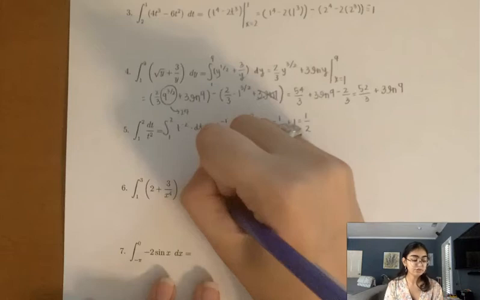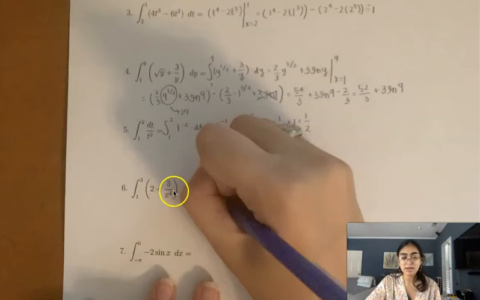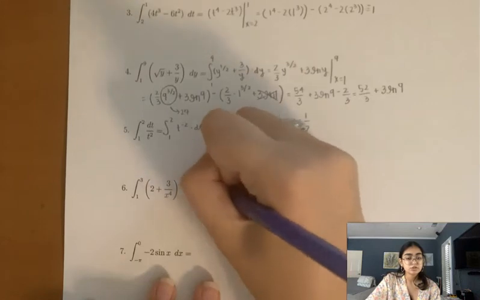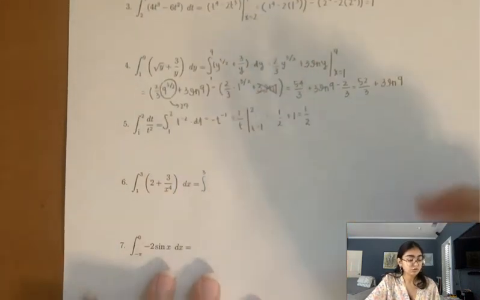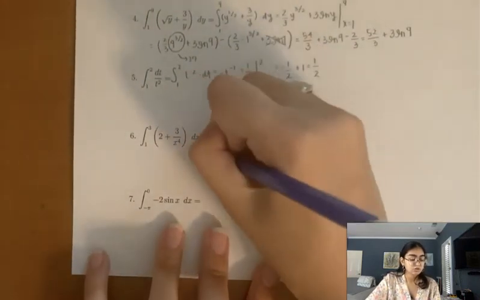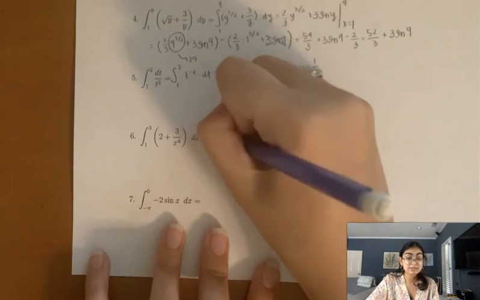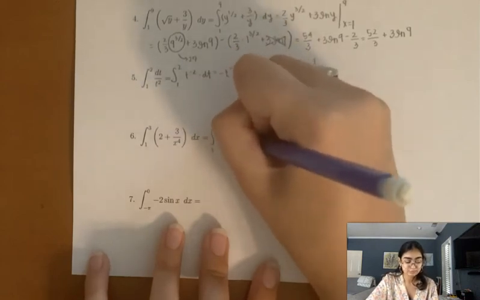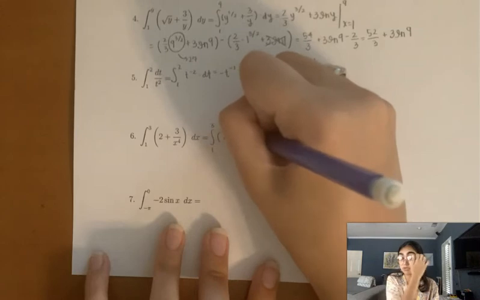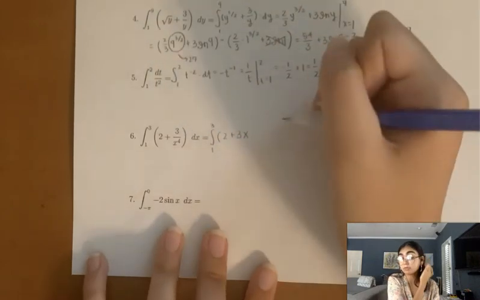All right, number 6. As you can see, we have an exponent of -4, but it's at the bottom of the fraction right now, so we actually want to rewrite so we can use the power rule. So our new integral is going to be 2 plus 3x to the -4. Again, we're just rewriting 3 over x to the 4.